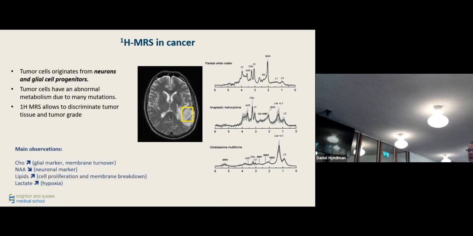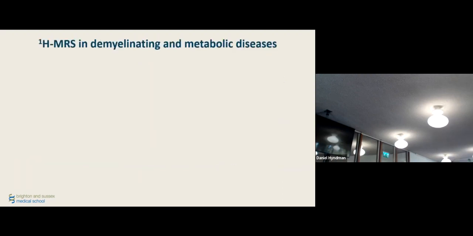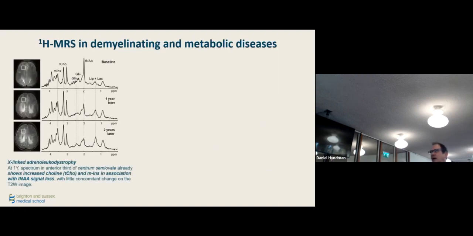So we have observations that are related to what we see in different types of tumors. In the case of demyelinating metabolic disease, this is an excellent example, adrenoleukodystrophy. It is a genetically transmitted demyelination disease that affects young children.